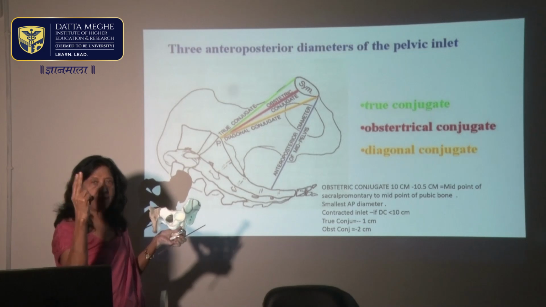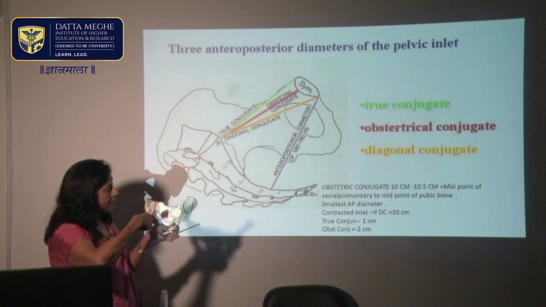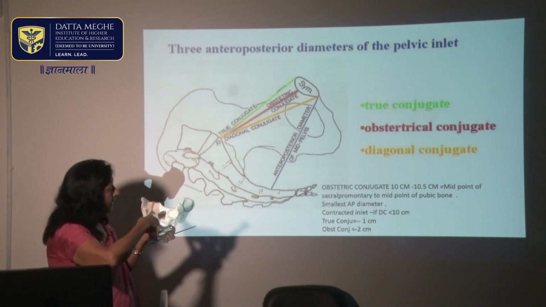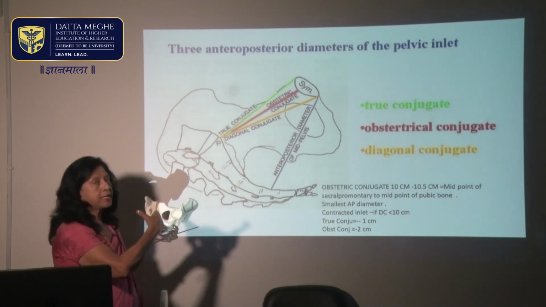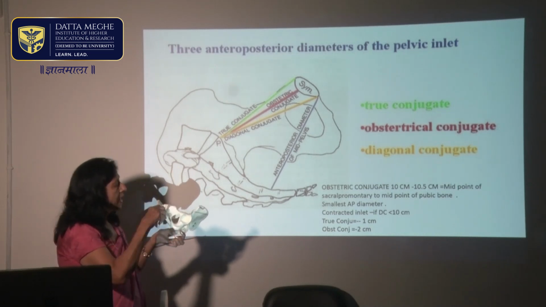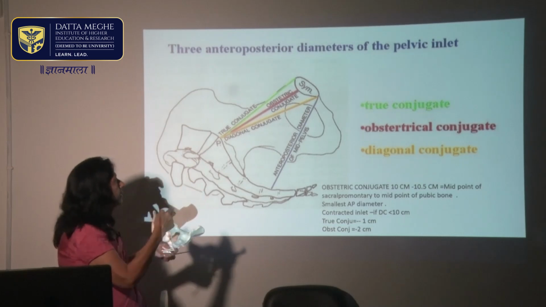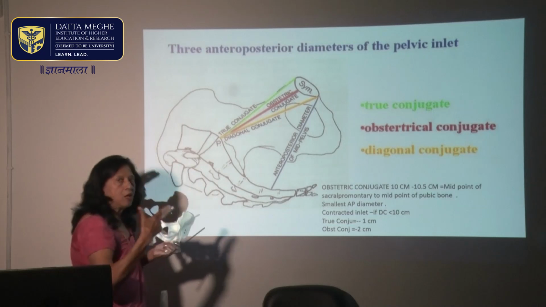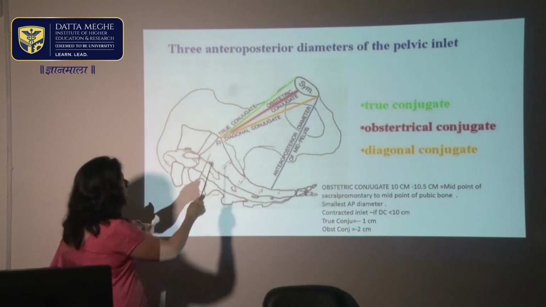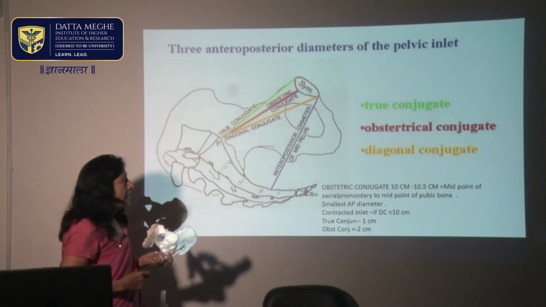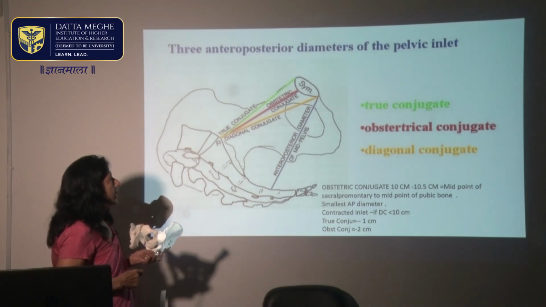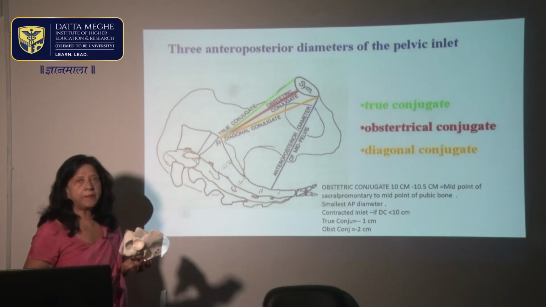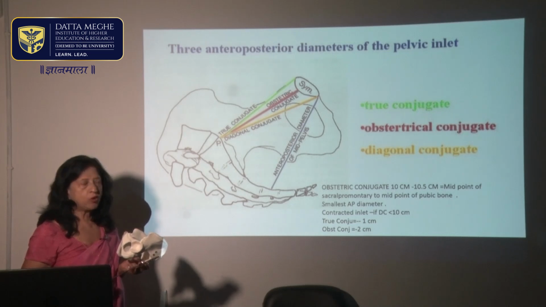I can do a PV examination, put my fingers here, go below the head and try to reach the sacral promontory. If I can reach, I can mark it out, and this distance I measure clinically by PV examination is known as the diagonal conjugate. Obstetric conjugate, I have to calculate from that and predict whether the inlet is adequate or not.